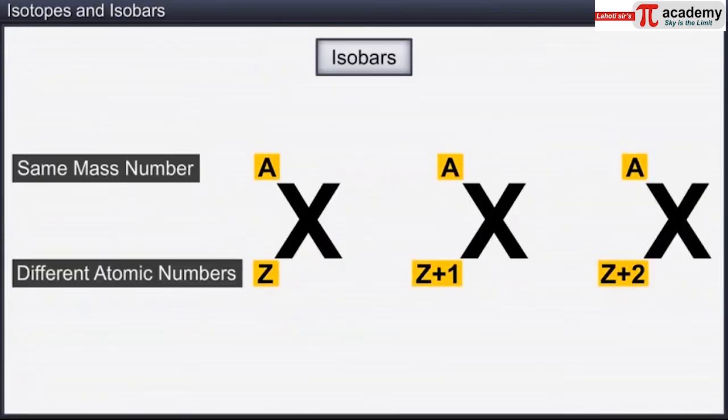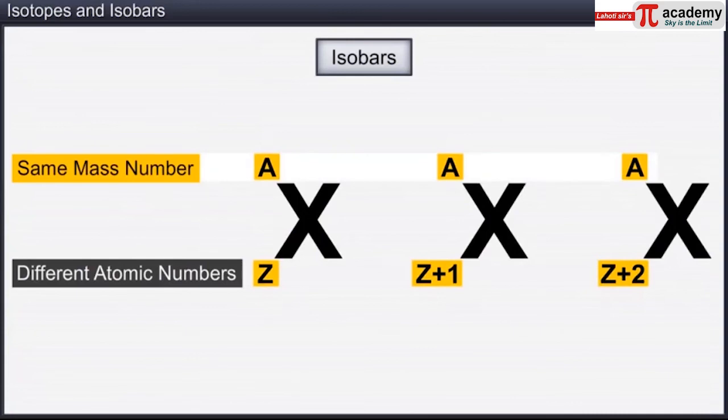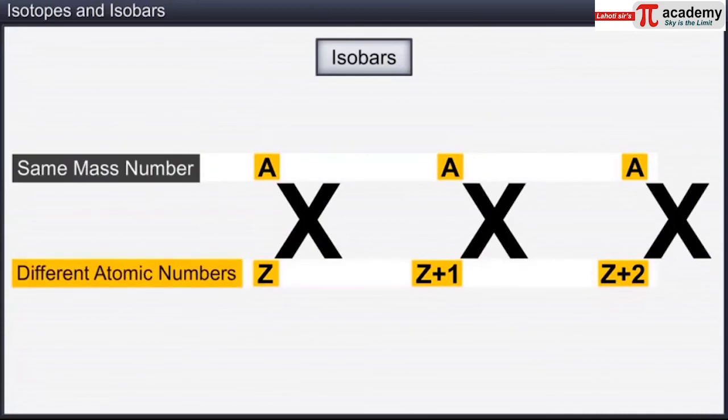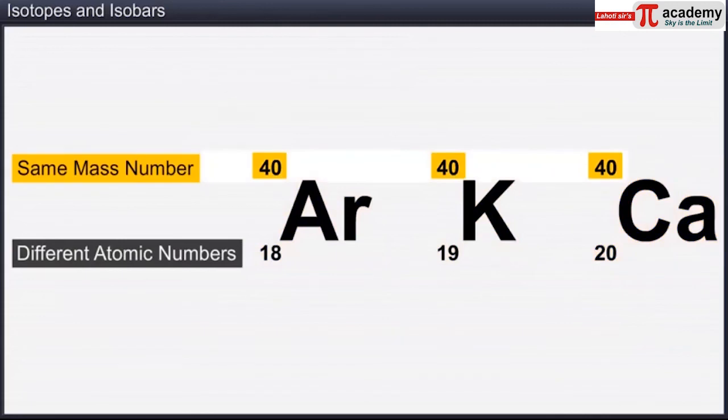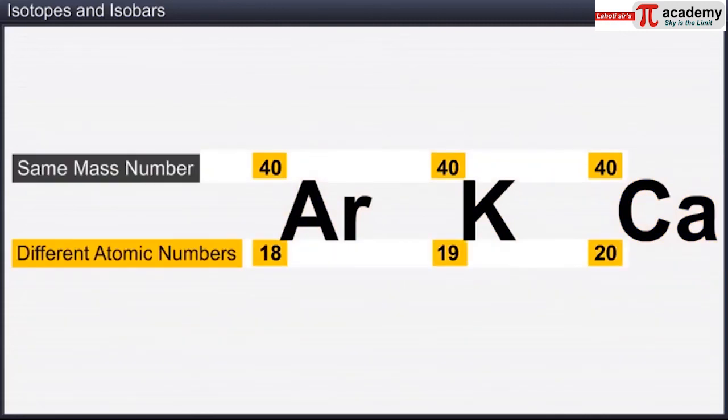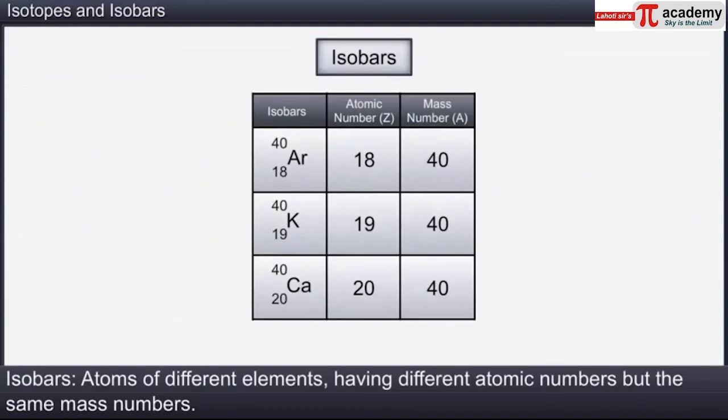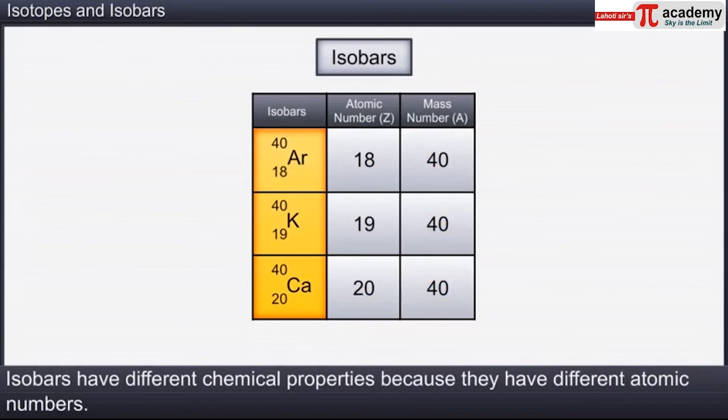Some atoms of different elements are found to have the same mass number but different atomic numbers. For example, 18Ar40, 19K40 and 20Ca40 have the same mass numbers but different atomic numbers. Such atoms of different elements having different atomic numbers but the same mass numbers are called isobars. Isobars have different chemical properties because they have different atomic numbers.